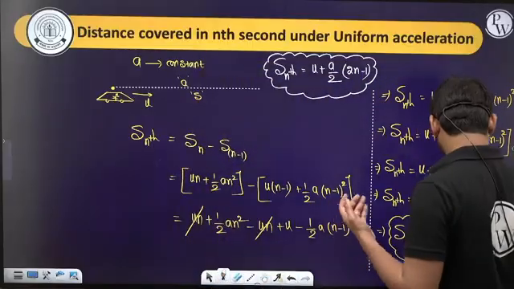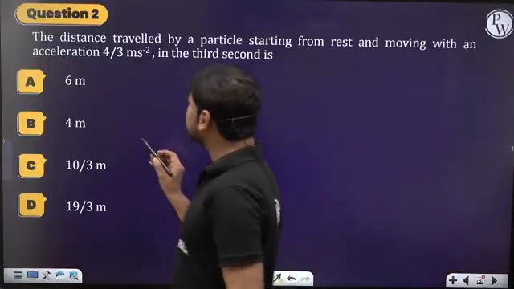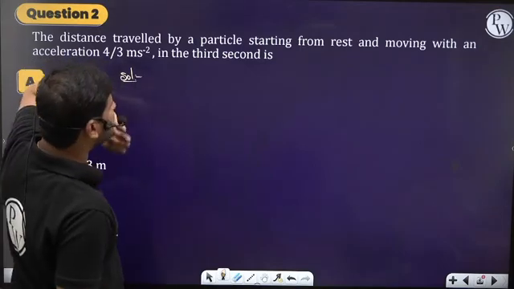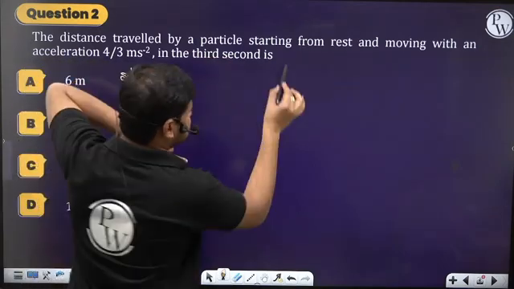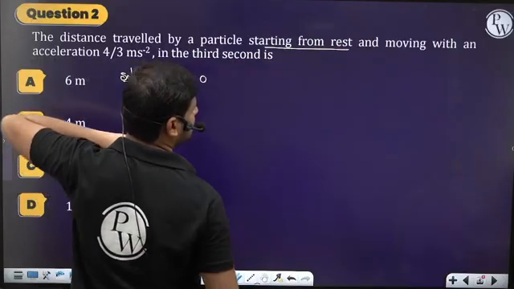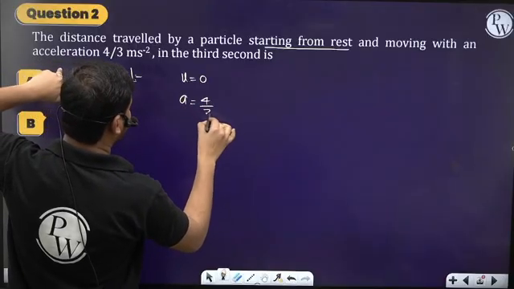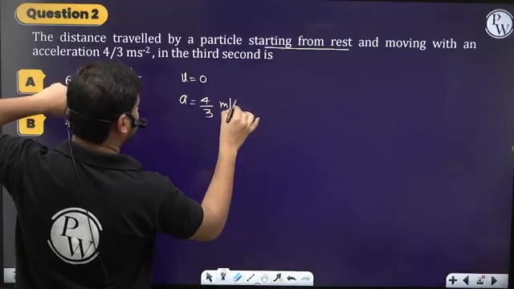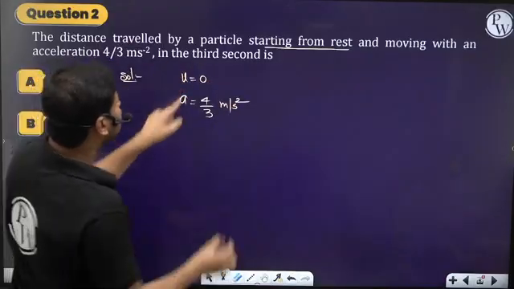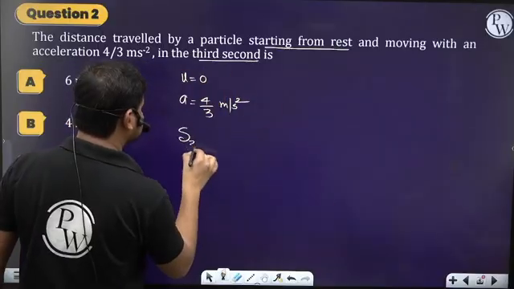Clear? So let's solve some questions. Pause the video and try along with me, guys. The distance traveled by a particle starting from rest. See here, hint: starting from rest, u is equal to 0. It moves with a constant acceleration of 4/3 meter per second square. In the third second, what are they asking? The distance traveled in the third second, not in 3 seconds, in the third second. So what is S third?